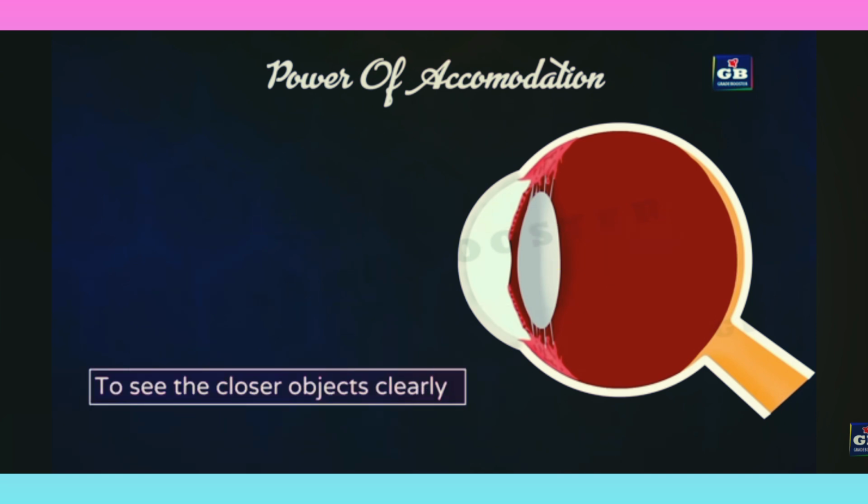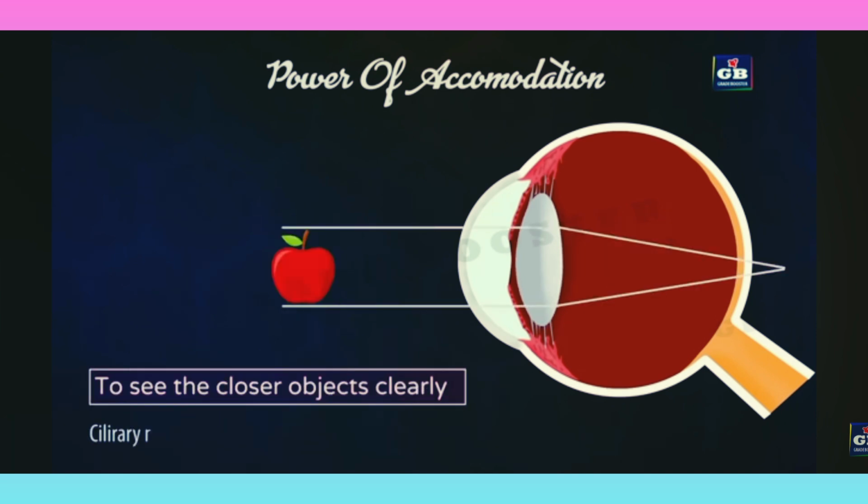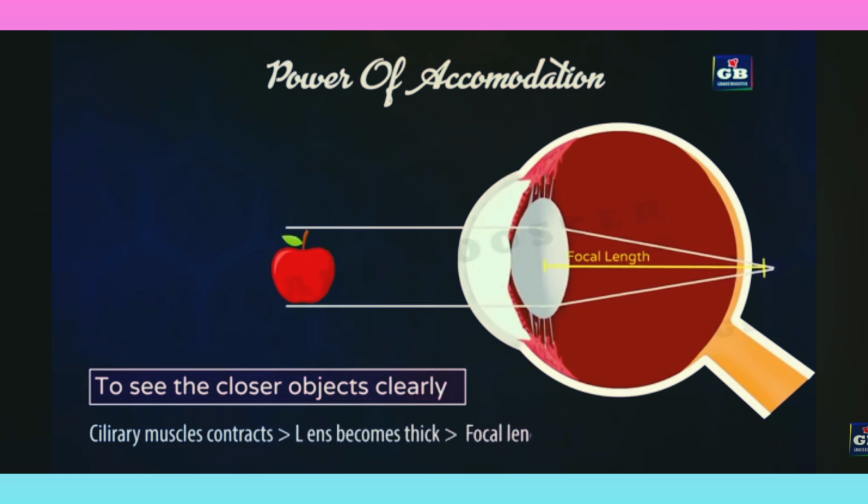To see the closer objects clearly, the ciliary muscles contract. This increases the curvature of the eye lens. The eye lens then becomes thicker and the focal length of the eye lens decreases. This enables us to see nearby objects clearly.